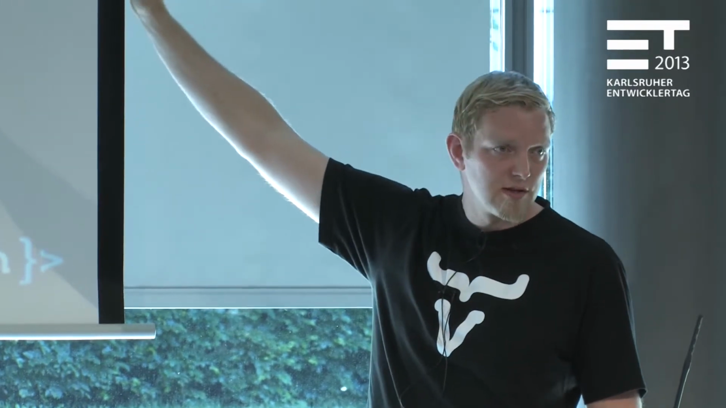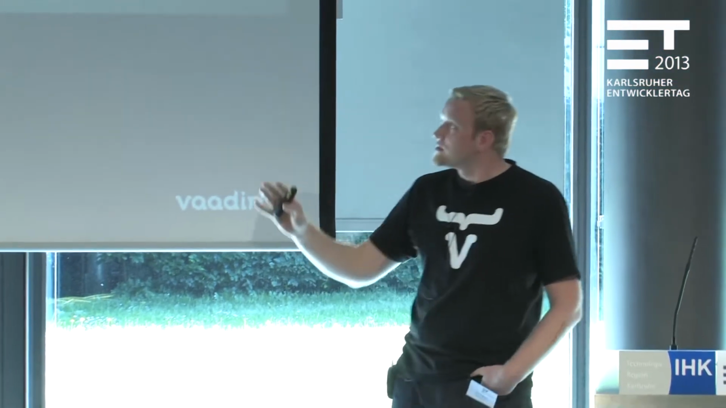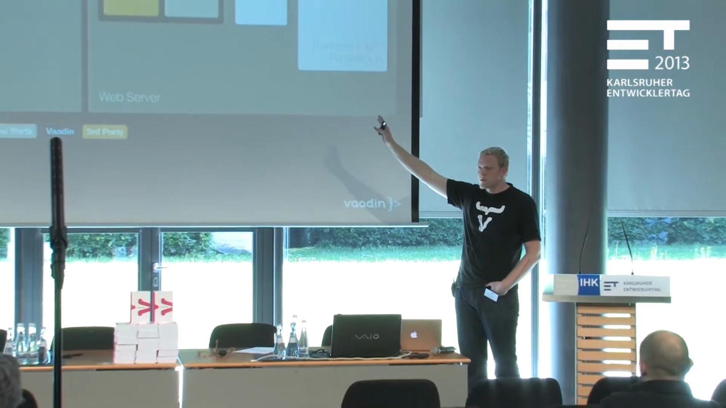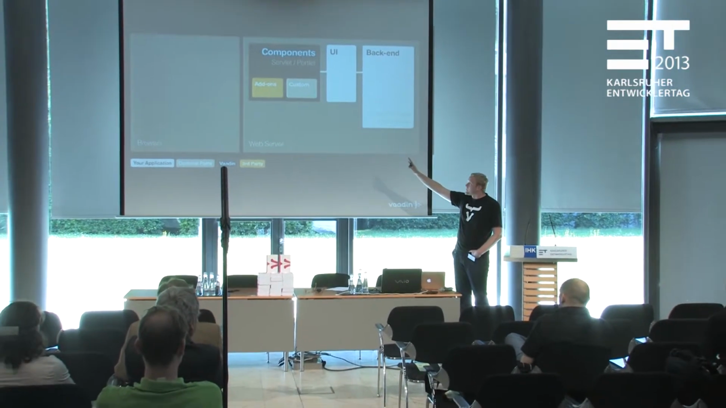These white boxes are the ones that you have to write to get anything on the screen with Vaadin. And then comes the components. This is the Vaadin API, the Java API. Basically everything is a component. You use these components. There might be some custom components there written by someone else, or you, or some add-ons. You'll see some add-ons later on.